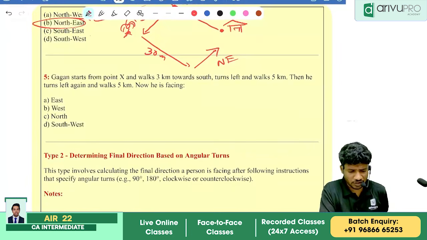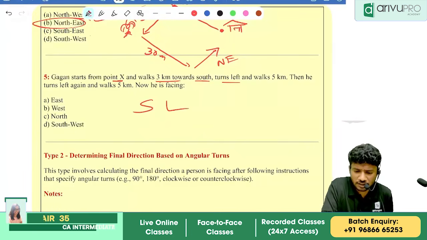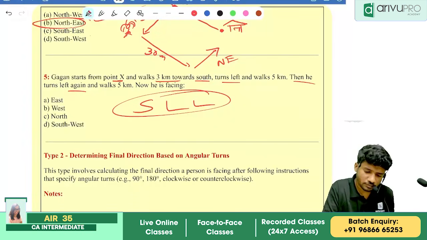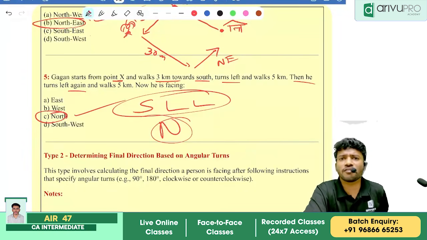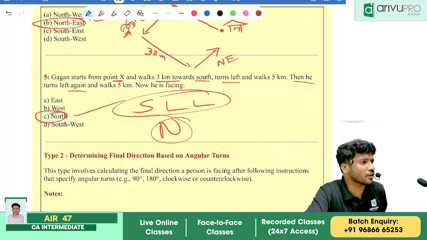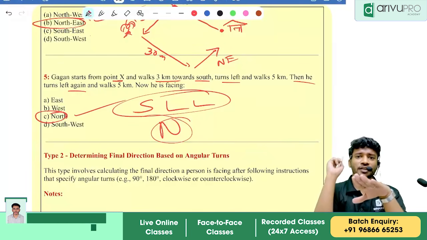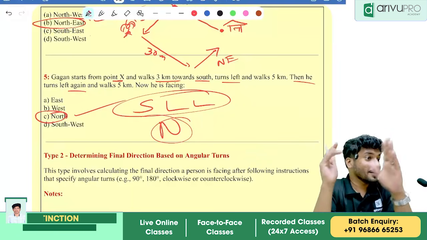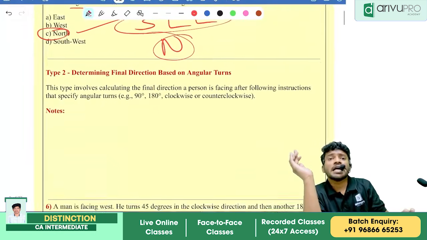Mr. Gig starts from point X, walks 3 kilometers south, turns left, then he turned left again. What is the answer, people? Correct? Done. How many seconds now? 4 seconds, 5 seconds for the answer. You are saving your time. If you are drawing, first of all, you need a scale. Then you need your eraser. Then you need to draw it properly. It will take a lot of time. Don't do that. Next one.